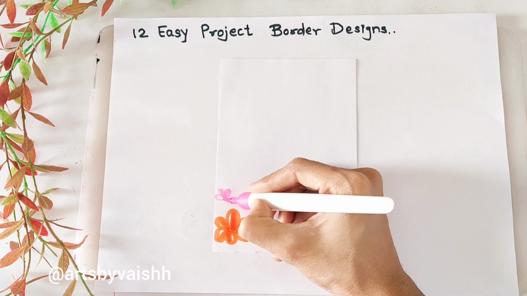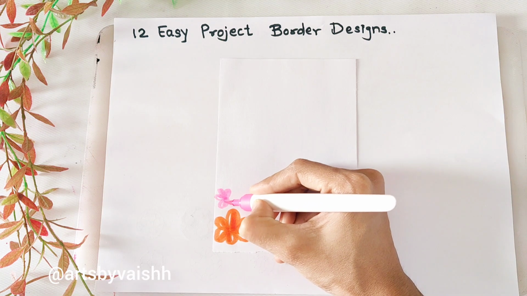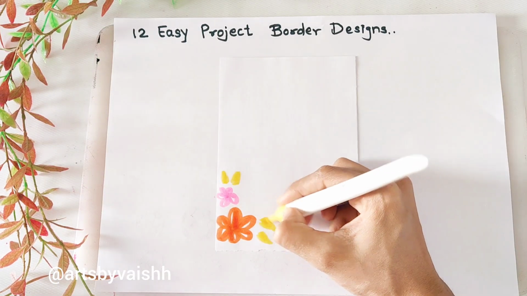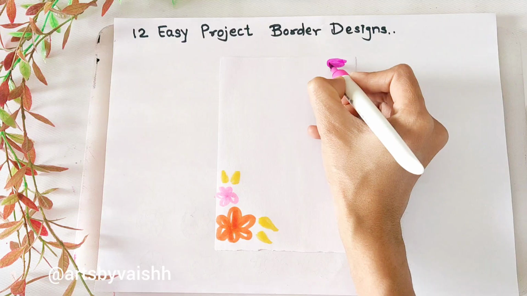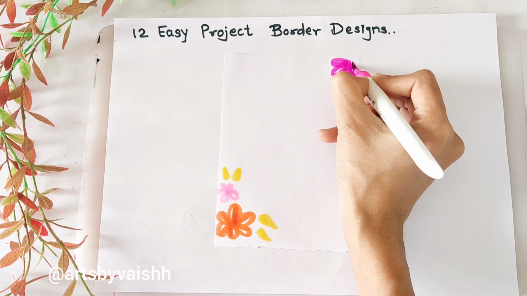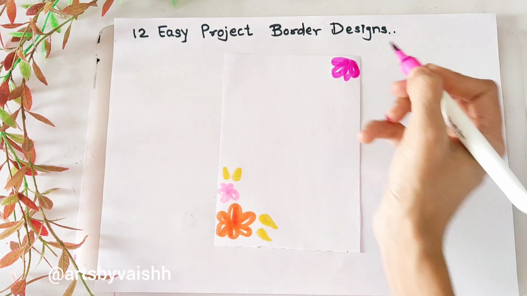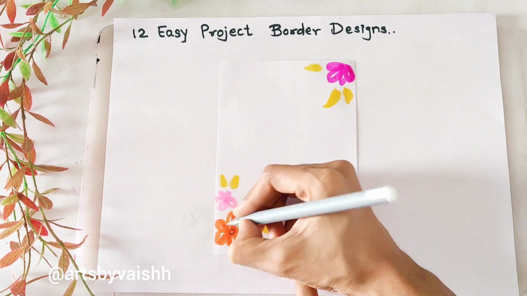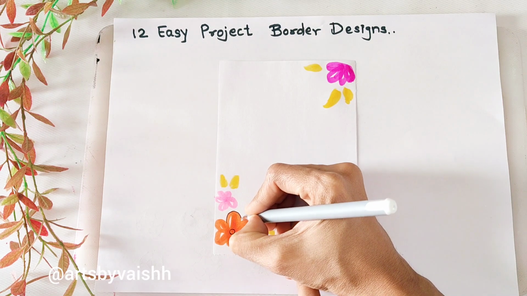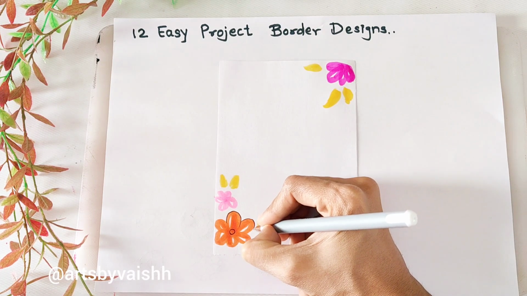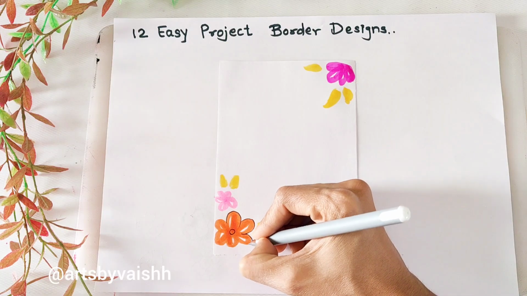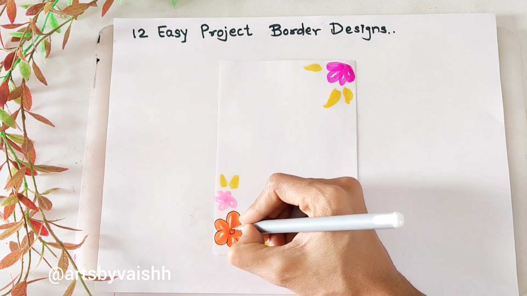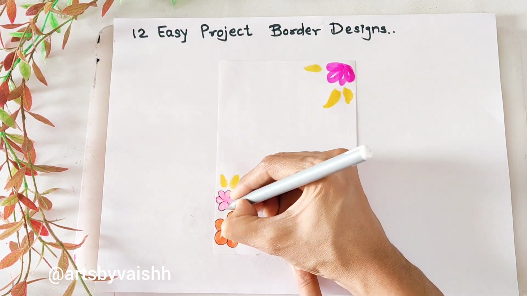First, I'll draw orange flower. Then I am drawing pink flower. And I'll add yellow leaves to it. Similarly, I'll draw to upper side of it. Here I am using dark pink flower first and yellow leaves to it. After this, I am taking black gel pen and drawing the borders of it to make it look beautiful. And similarly, I'll draw borders to each flowers and leaves too.